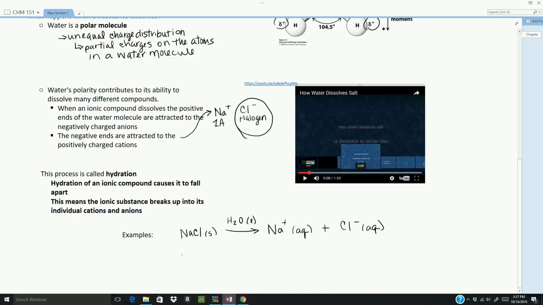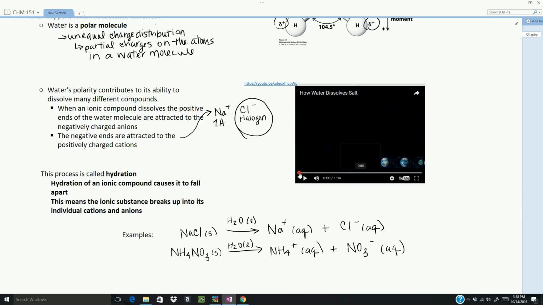Okay, so another example is from your textbook. They have an ammonium nitrate compound, which is a solid, and then they put it in water, dissolve it, and that breaks up into the component polyatomic ions: ammonium, which is plus, and nitrate, which is minus.